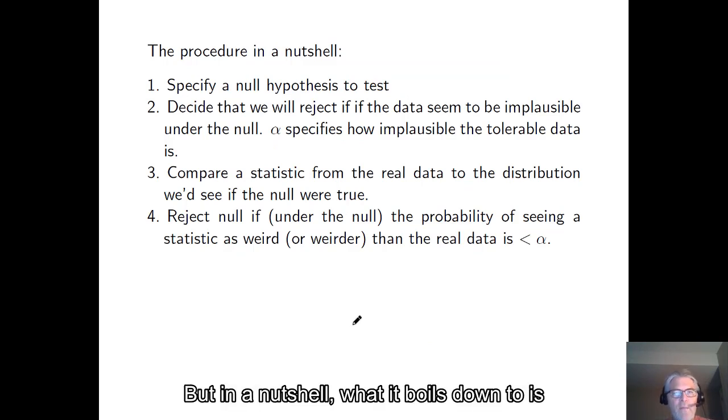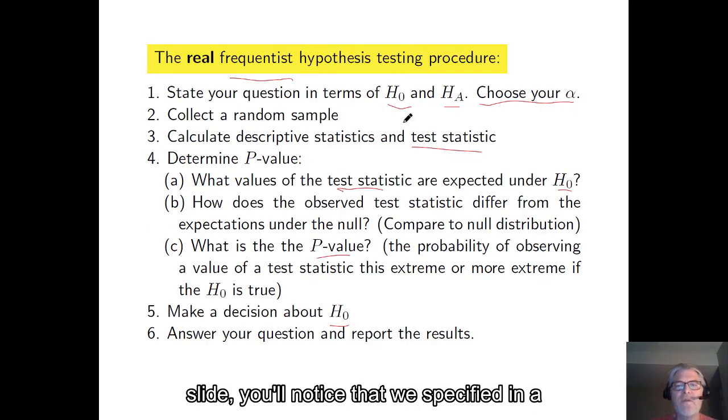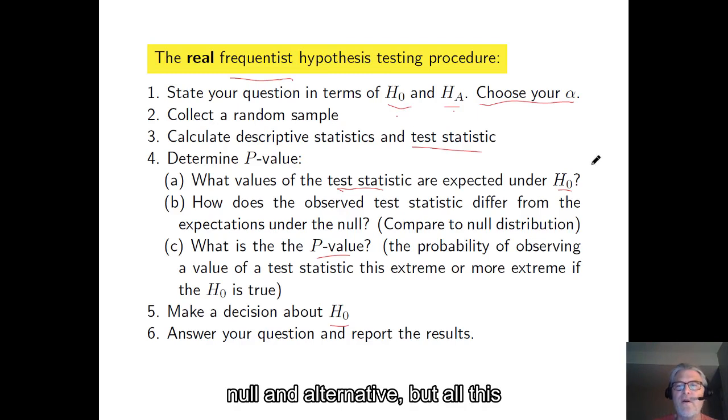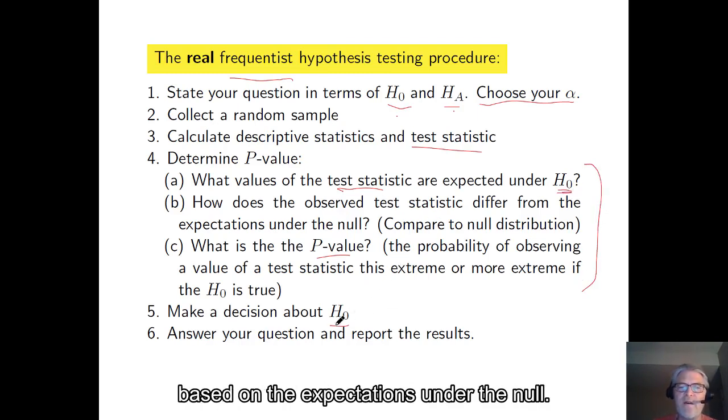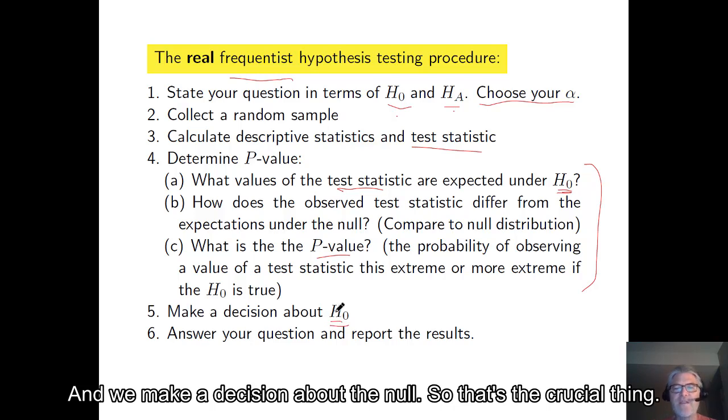But in a nutshell, what it boils down to is specifying a null hypothesis. That's really crucial in this procedure. If I just back up a slide, you'll notice that we specified a null and alternative, but all this calculation about the p-value was based on the expectations under the null, and we make a decision about the null. So that's the crucial thing.